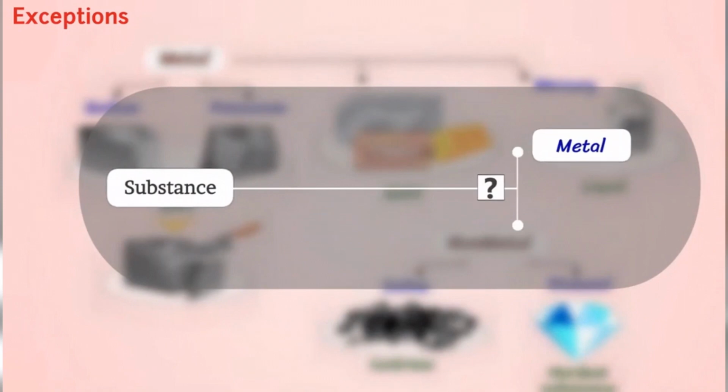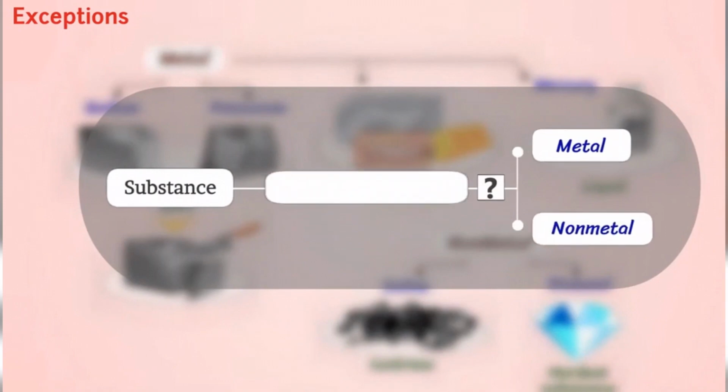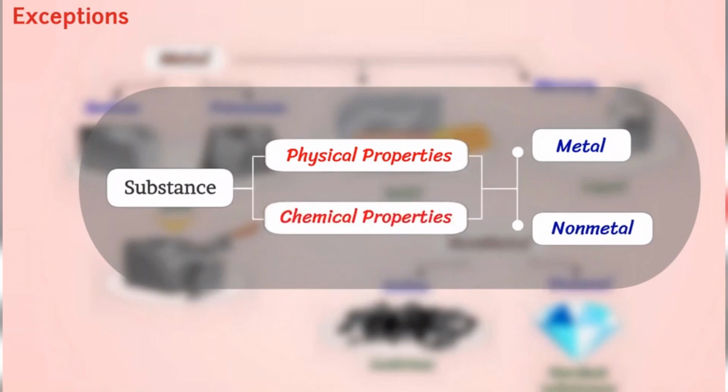Therefore, when we are classifying substances into metals and non-metals, physical properties only are not sufficient. We need also to consider chemical properties. Hope you have enjoyed.